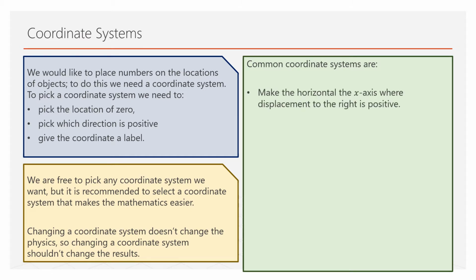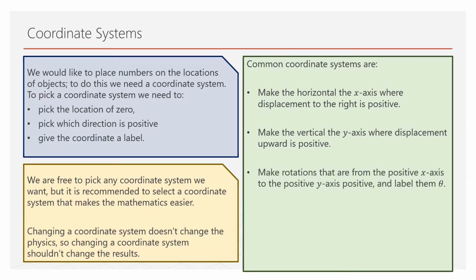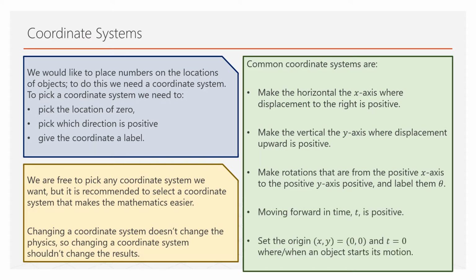Make the horizontal the x-axis, where displacement to the right is positive. Make the vertical the y-axis, where displacement upward is positive. Make rotations that are from the positive x-axis to the positive y-axis positive, and label them theta. Moving forward in time is positive. And set the origin x, y equals 0, 0 and t equals 0 where and when an object starts its motion.